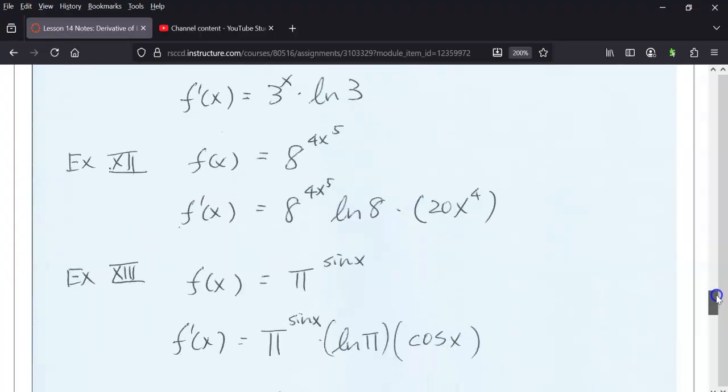All right, we can apply this to trig as well. If f of x equals pi to the sine x power, then the derivative will equal pi to the sine x power times ln of pi times the derivative of the sine x, which becomes cosine x.